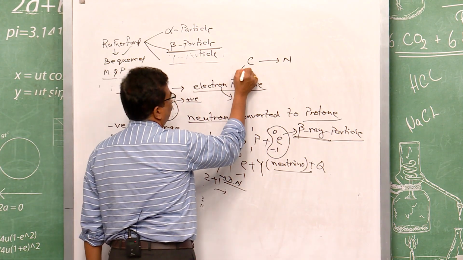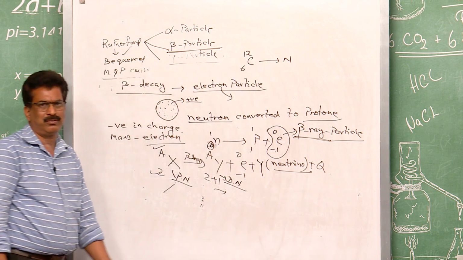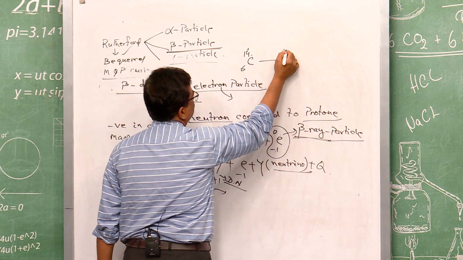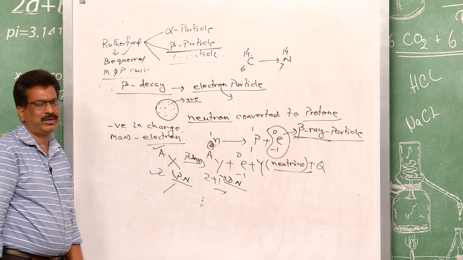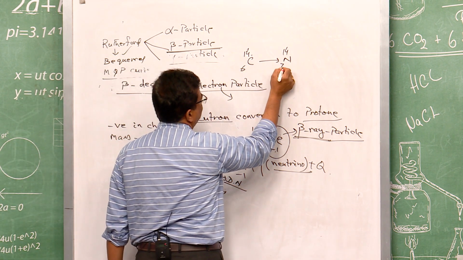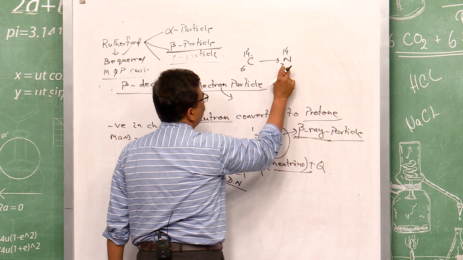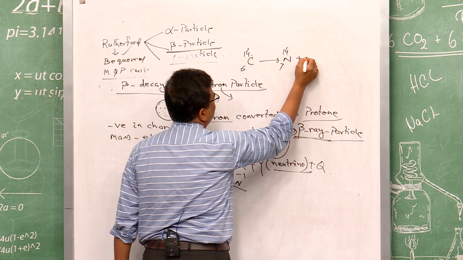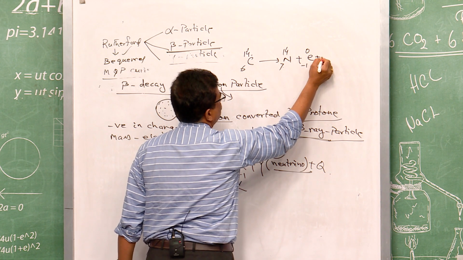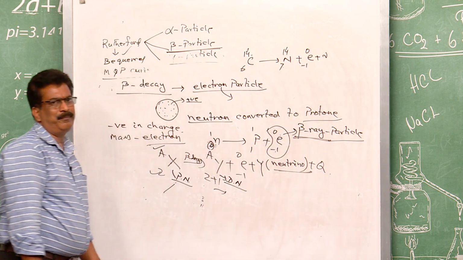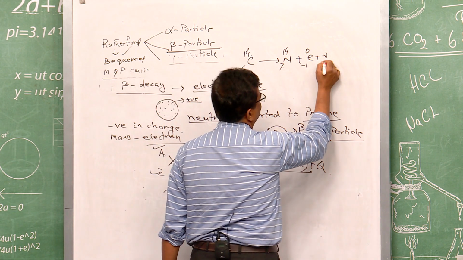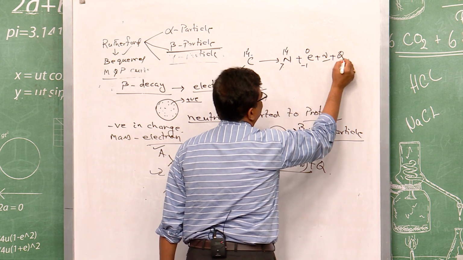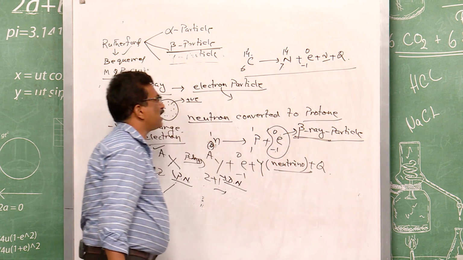Suppose you take carbon C6 with 12, or its isotope, suppose you take that as 14, with nitrogen equal to 7 with 14. You see this 6 now becomes 7, but the atomic number and the mass number are maintained the same. So this equals minus 1, 0, plus some beta neutrino, which is called the anti-neutrino, with the emission of some energy.